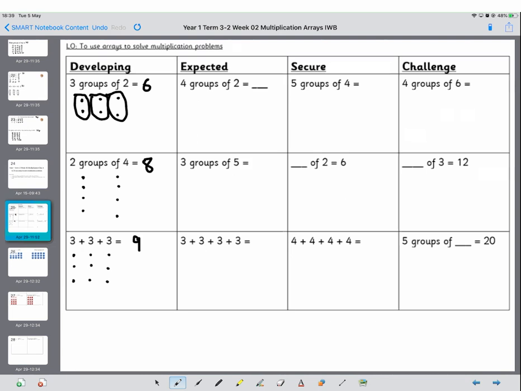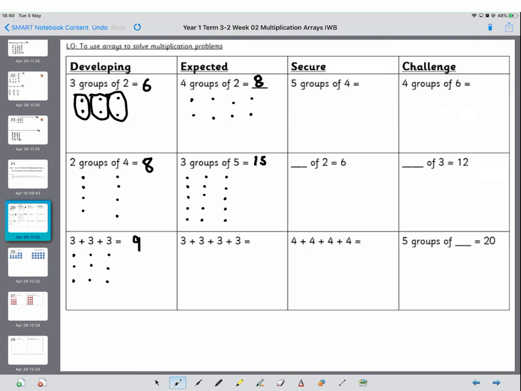4 groups of 2. So one group of 2, two groups of 2, 3 groups of 2, 4 groups of 2. So that's 2, 4, 6, 8. 3 groups of 5. 1, 2, 3, 4, 5. What's one group? Second group. And that's 5, 10, 15. Okay.